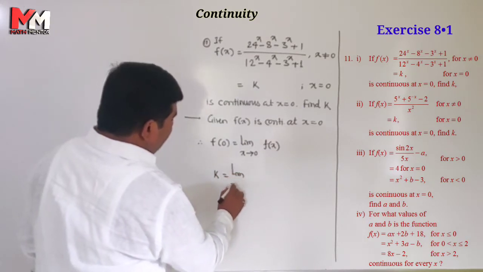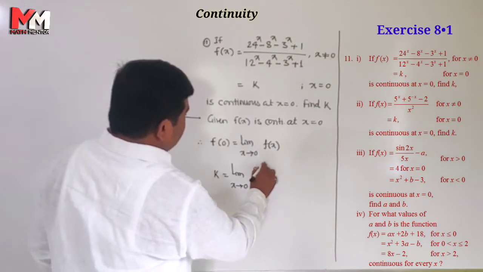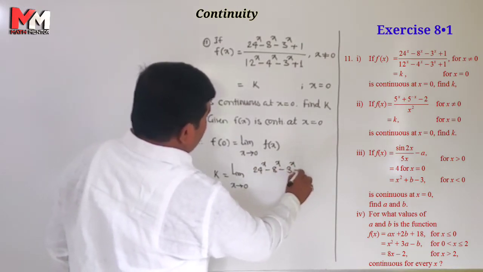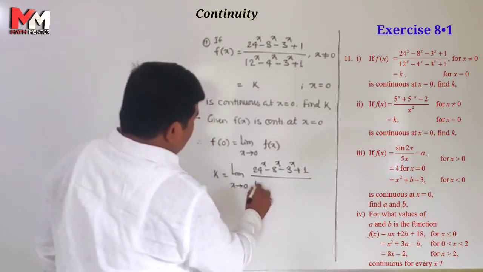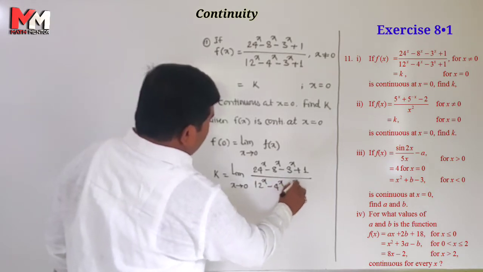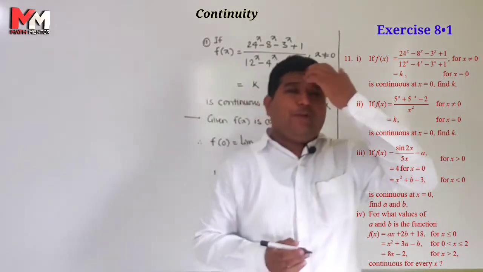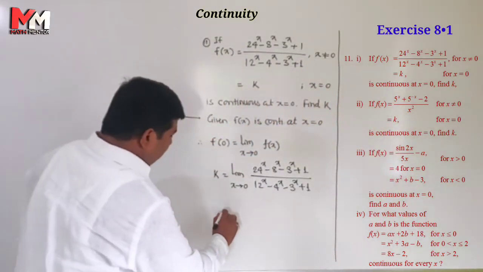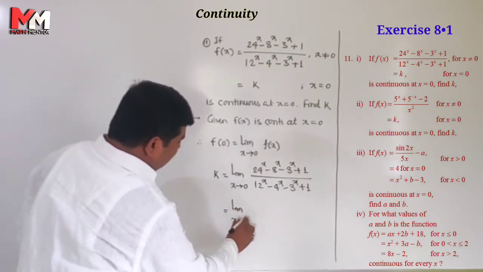What is the function here? Limit x tends to 0 of 24 raised to x minus 8 raised to x minus 3 raised to x plus 1, divided by 12 raised to x minus 4 raised to x minus 3 raised to x plus 1. Means actually we only have to find the limit of the function. So this is equal to limit x tends to 0.